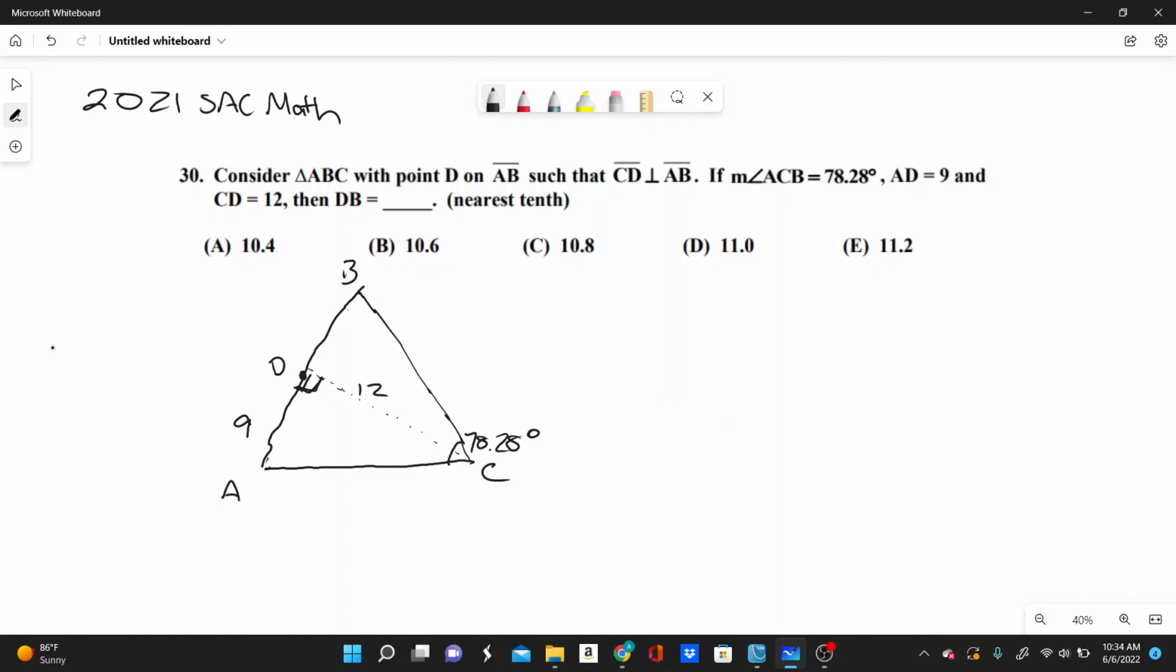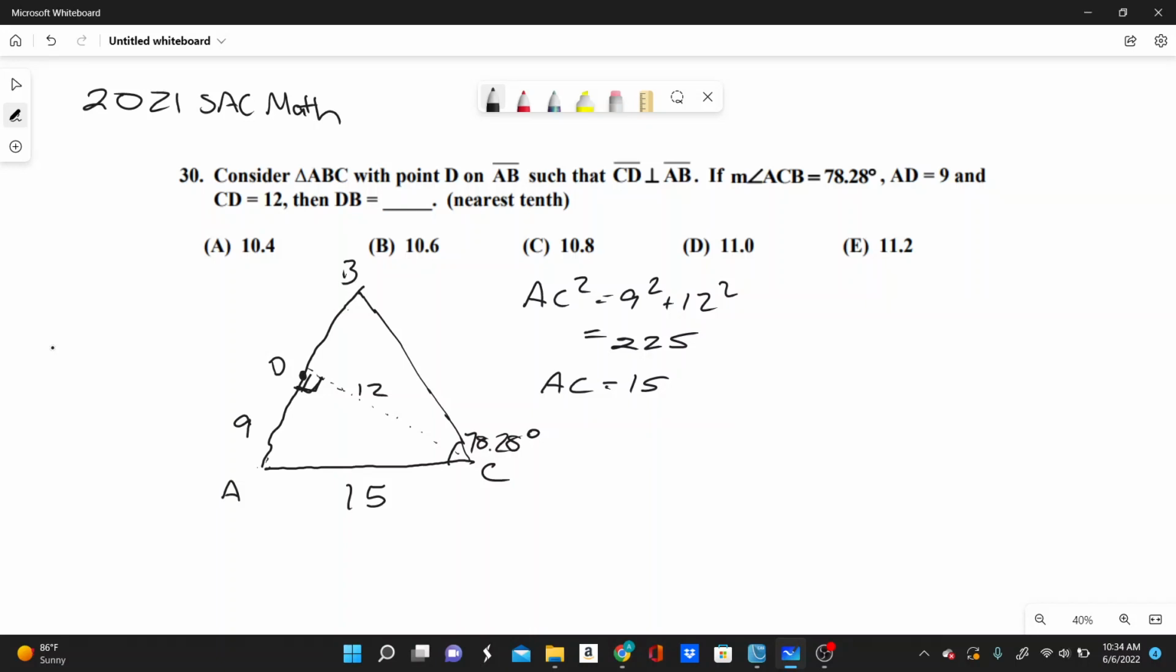So, if this leg is 9 and this leg is 12, we can use the Pythagorean theorem. So, AC squared equals 9 squared plus 12 squared. So, 81 plus 144, that's 225. And so, taking the square root of both sides, AC is 15. So, we've already found one thing. Now, I'm noticing that in order to find DB, it could be useful to know AB, and then we just subtract out 9. So how could we do that?